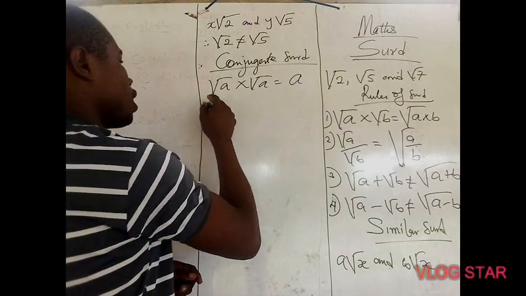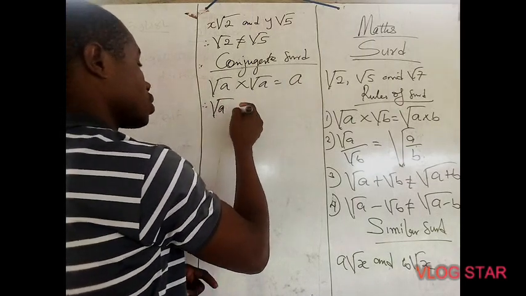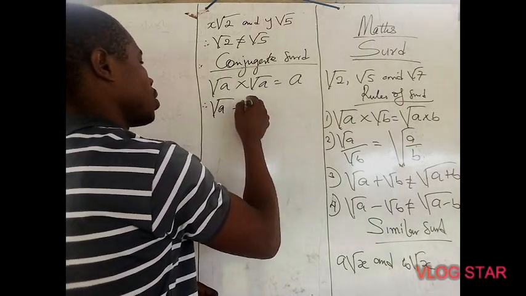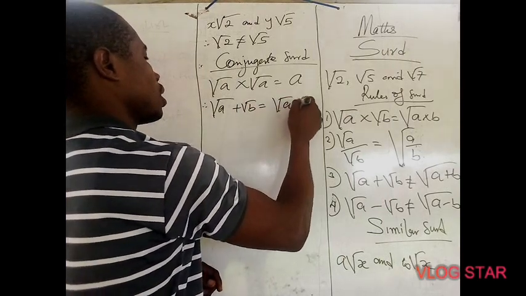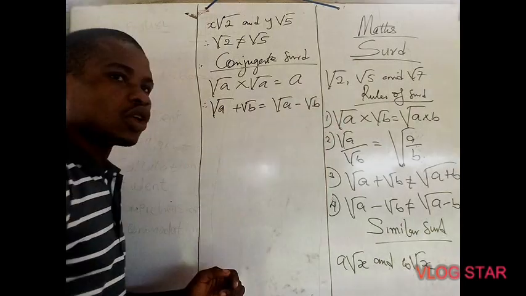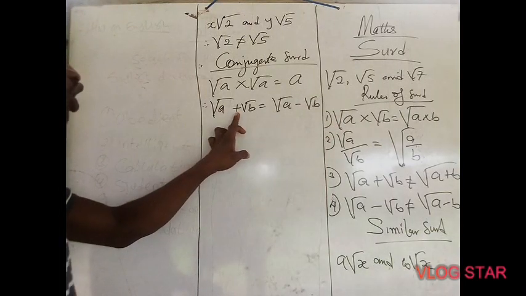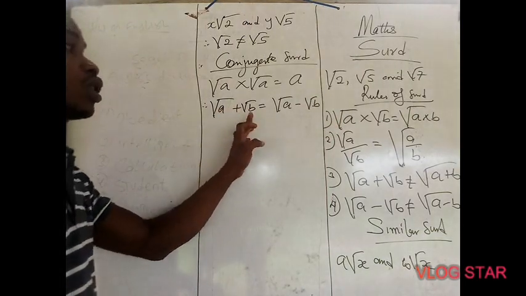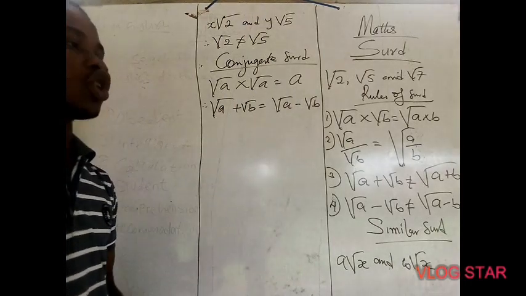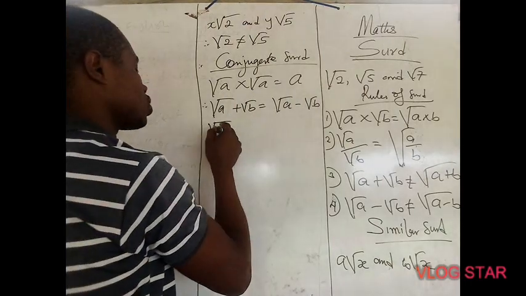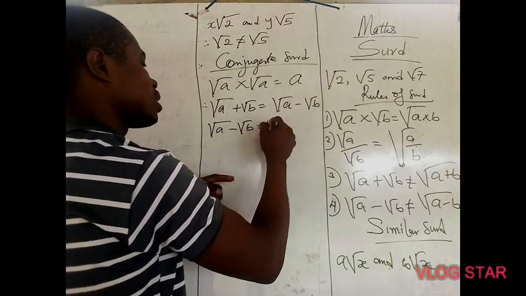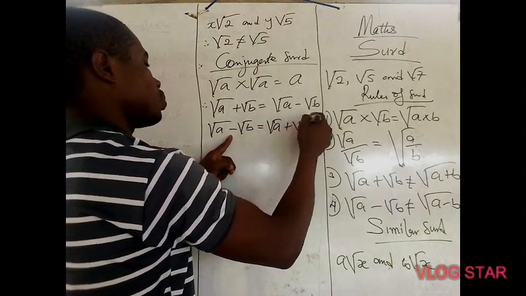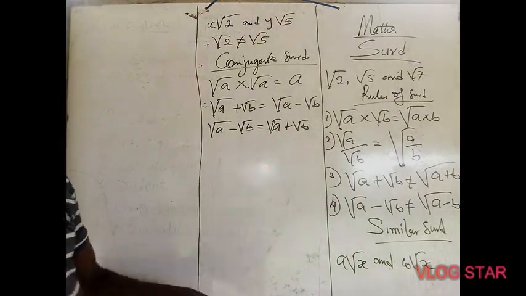Therefore, assuming we have two surds in this form, surd a plus surd b, we say that the conjugate of this will give you surd a minus surd b. How do you obtain the conjugate of this particular surd? Just change the sign between the two surds, and you have the conjugate of each other. Now if I have another example, surd a minus surd b, the conjugate of this still remains surd a plus surd b. How do I obtain it? By changing the sign between the two surds.